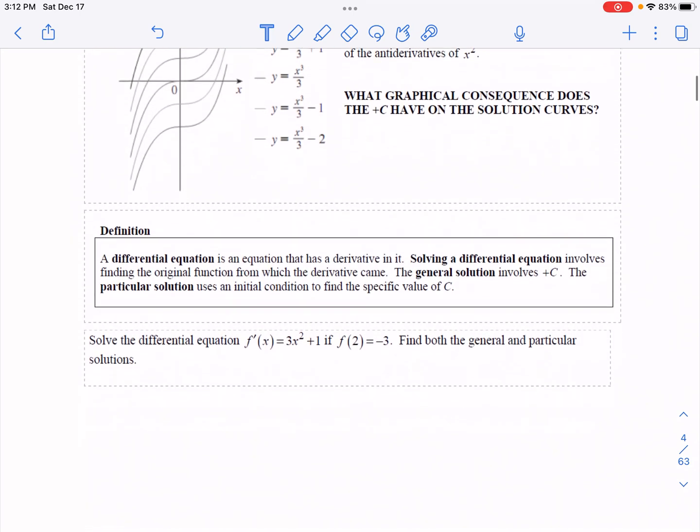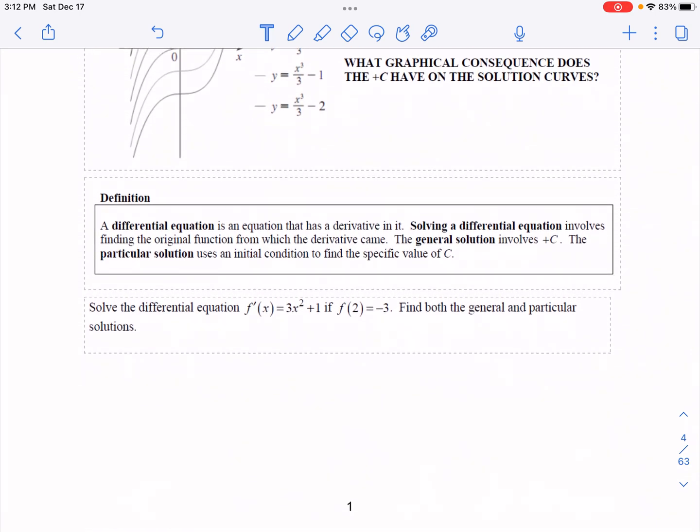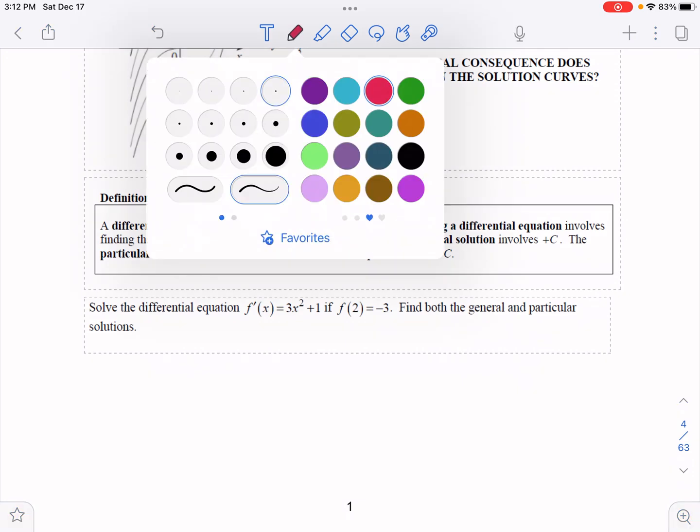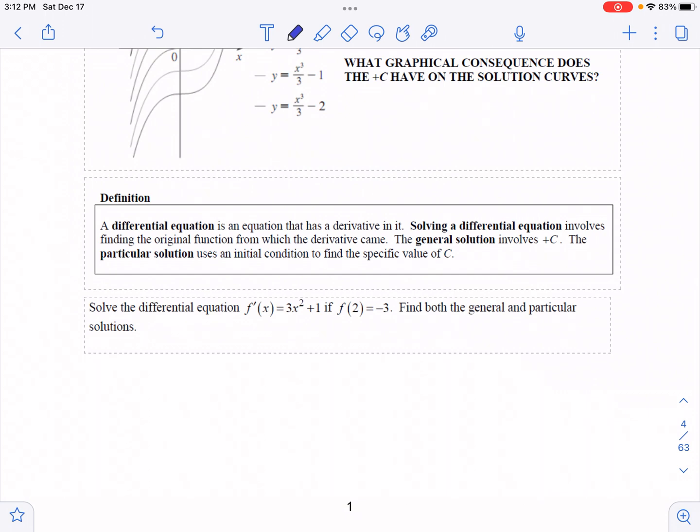All right, so this leads us to something called differential equations, which is an entire field unto itself. And just to define it, it's an equation that has a derivative in it, basically. Okay, and there are many types of differential equations. In our course, we're going to look at a few techniques for some basic ones. To solve a differential equation is to find the original function whose derivative is involved in that equation.